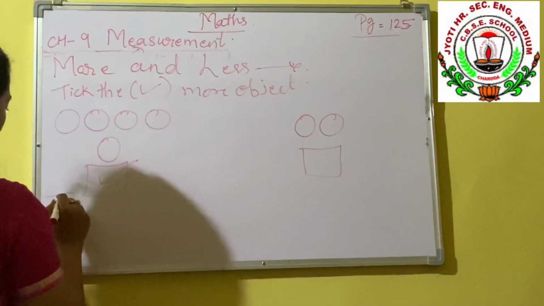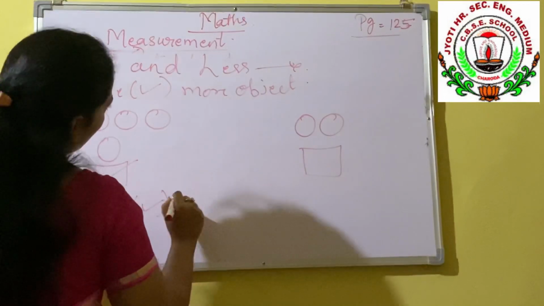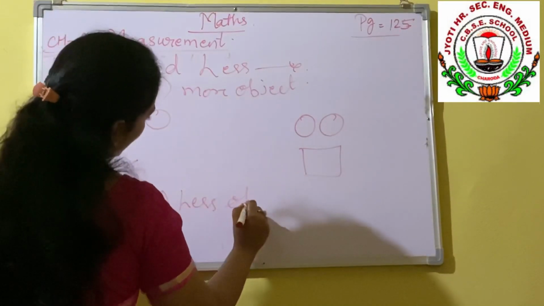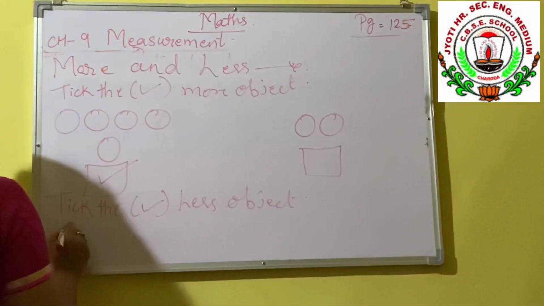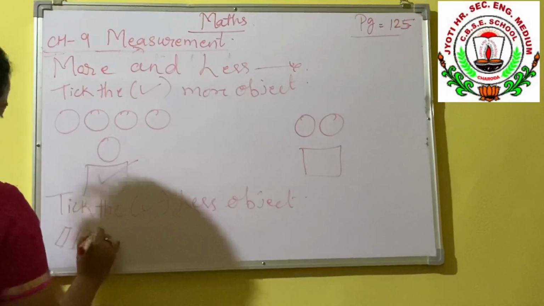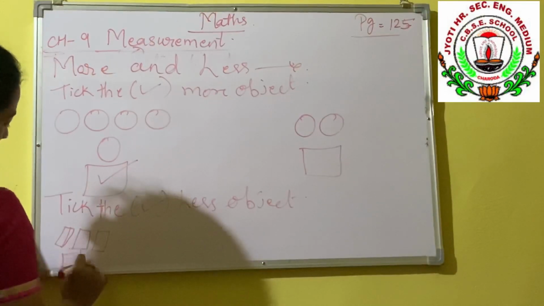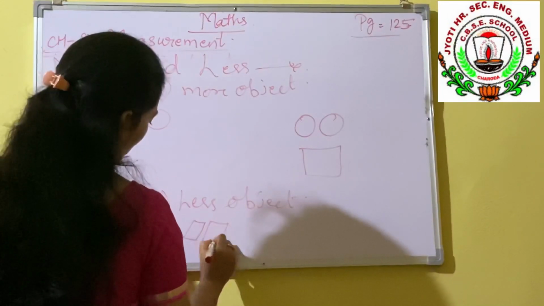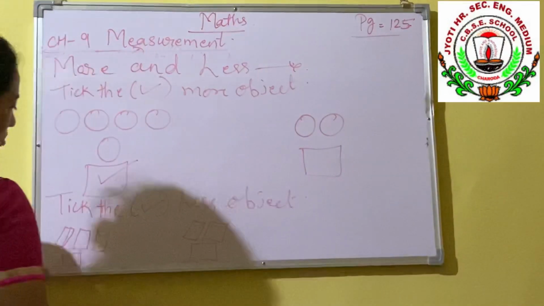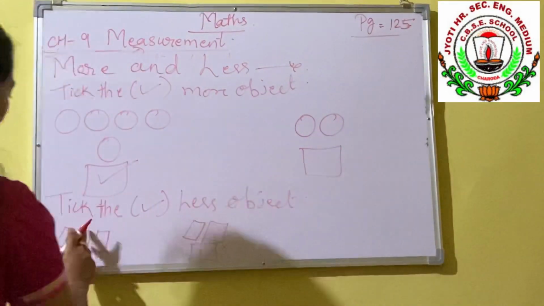Now same, tick the less one, less object. Okay, here 3 rubbers are drawn over there, and here 2 rubbers are drawn over here. Which one is less, student? Here is 3 and here is 2. So this one is less. ये कम है और ये ज़्यादा है.